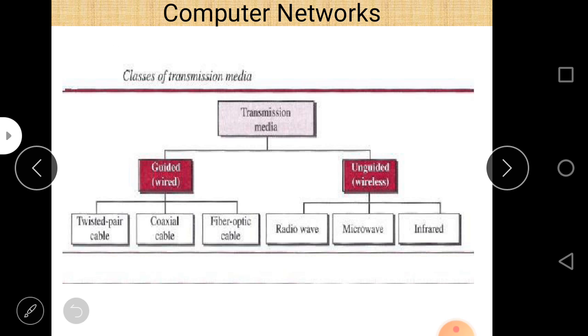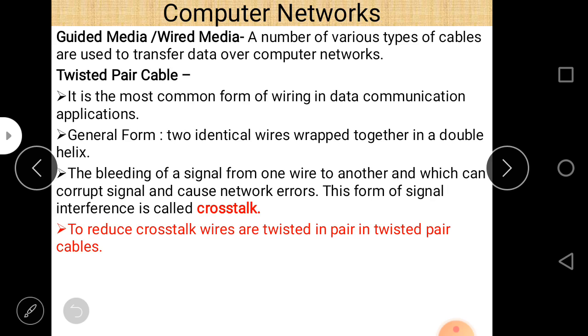So what are guided media? First one is twisted pair cable, second is coaxial cable, and third is fiber optic cable. In guided media, a number of various types of cables are used to transfer data over computer networks. The first one is twisted pair cable. Why is it called twisted pair cable? It is the most common form of wiring in data communication applications.